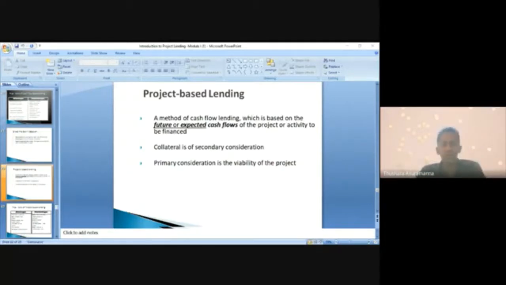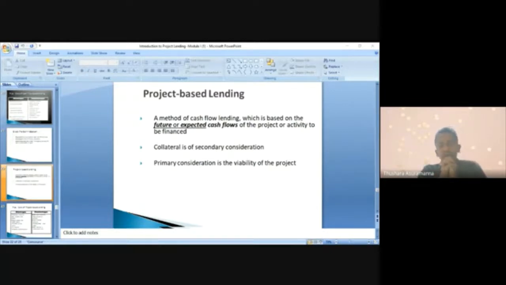So two scenarios. One is based on current, near future, today's cash flow. The other is expected, projected, futuristic, potential cash flows. Hope you are getting the difference between project financing or project-based cash flows and current, near future cash flows. Okay. Project lending is a method of cash flow lending which is based on the future expected cash flows of the project or activity to be financed.